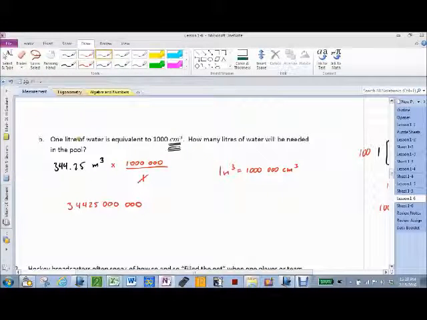What's the next fraction I have? 1 liter equals what? What's this say? 1 liter equals 1,000 centimeters cubed, right? So what can I write right here? 1,000 centimeters cubed. Does that give me another fraction? Does it? The question says how many liters do I want? So I make my other fraction. What goes on top? Liters or centimeters? I want liters, so what goes on top?